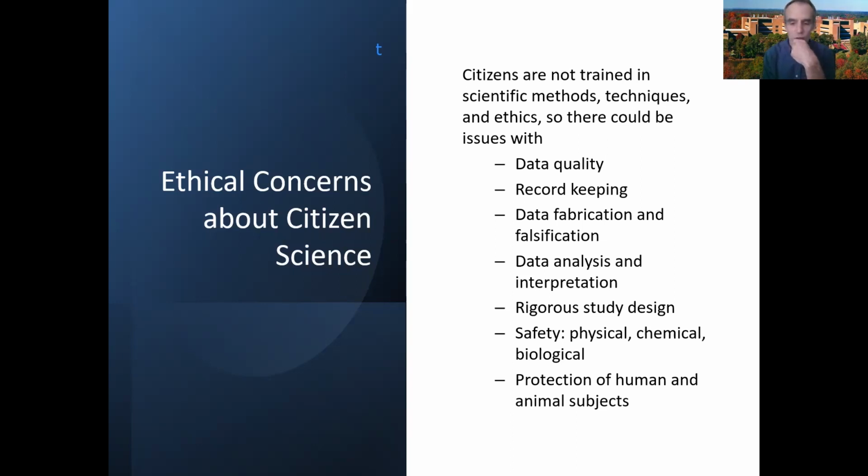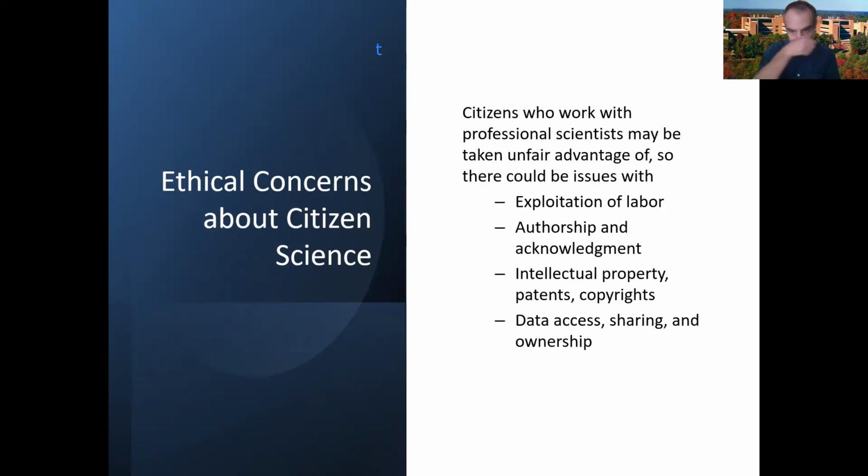Citizens, some work with animals, but also a lot work with humans, in terms of, you may have people doing their own human research. We've seen, again, do-it-yourself researchers where people are doing experiments on themselves or their friends or whatever. And there are definite issues there about protecting human subjects. There are also issues about citizens who work with professional scientists being taken unfair advantage of. So there could be issues of exploitation of labor.